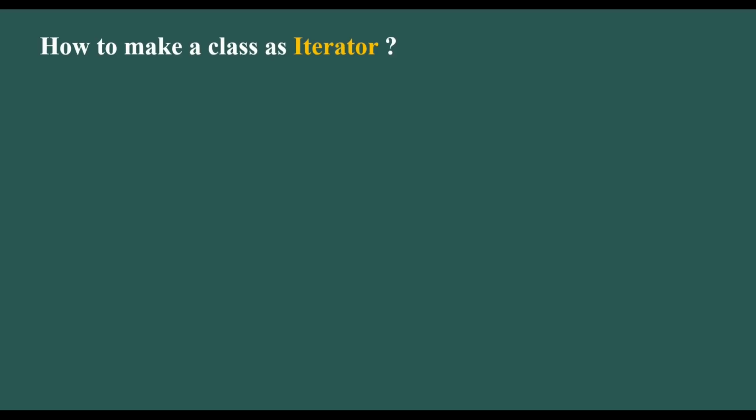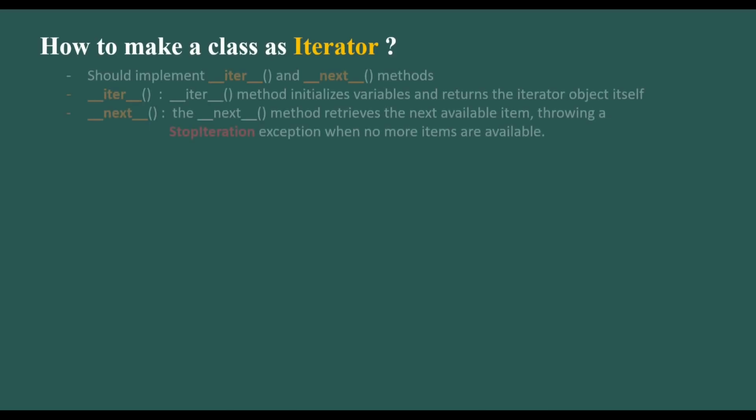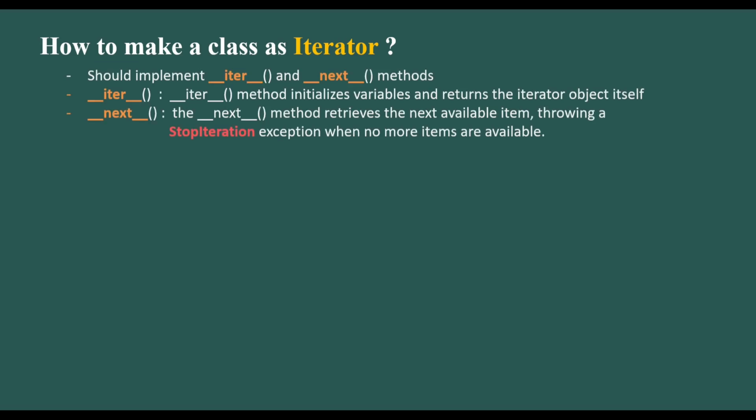How to make a class an iterator? Creating a custom iterator in Python involves defining a class that implements the iter and next methods according to the Python iterator protocol. The iter method is used to initialize variables and returns the iterator object itself. The next method retrieves the next available item or value. It throws a stop iteration exception when no more items or values are available.